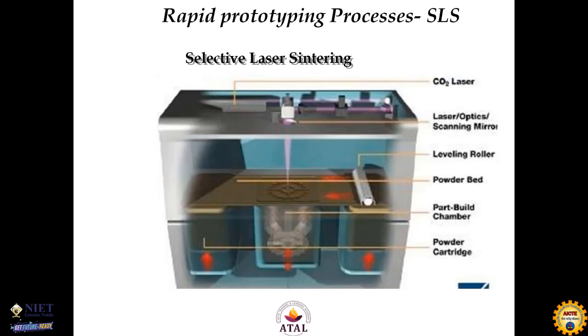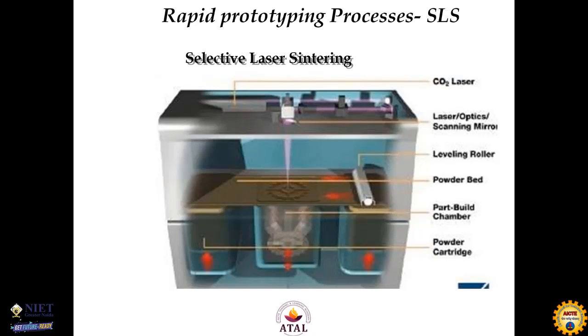Once the first layer is created, a roller is used to level this first layer, then a second layer of fresh powder is spread over the first layer. Then the laser again scans the particular section, joining and solidification happen, and the second layer is created. So various parameters are useful in this laser sintering process.